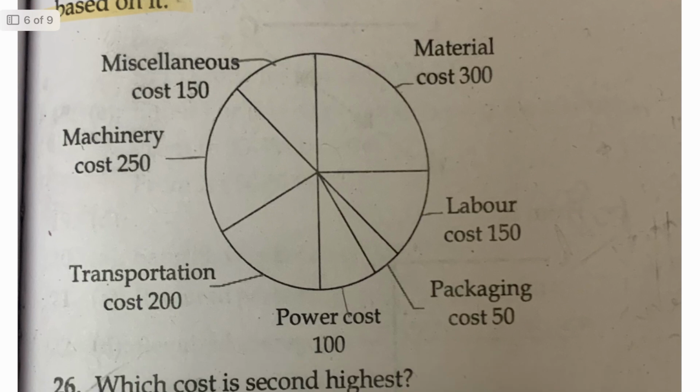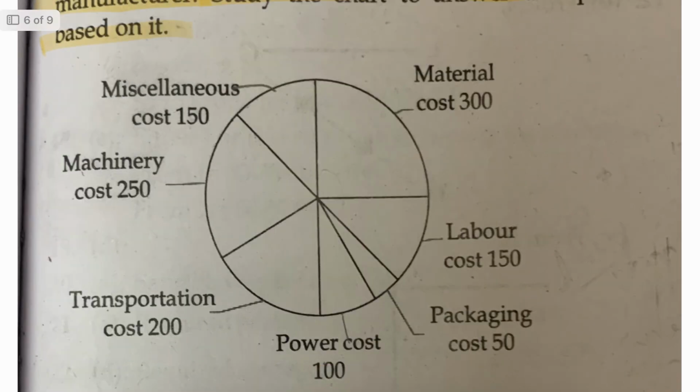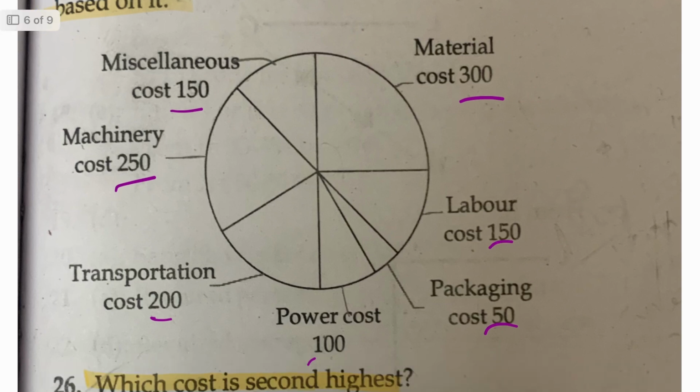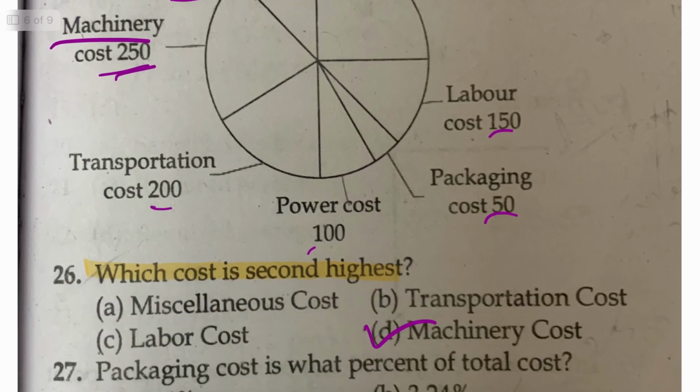So they have given a chart and they have also mentioned the cost and material prices. Okay, we need to find the answers for the questions here. The first question, which cost is second highest. So we'll see here. As you can see here, 150, 300, 250, 200, 300, 150, 150. So which is the second highest? First highest is 300. Second highest is 250. So the machinery cost is the second highest. So the answer will be D.